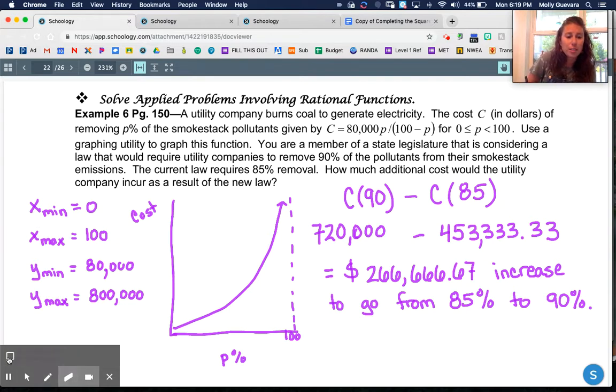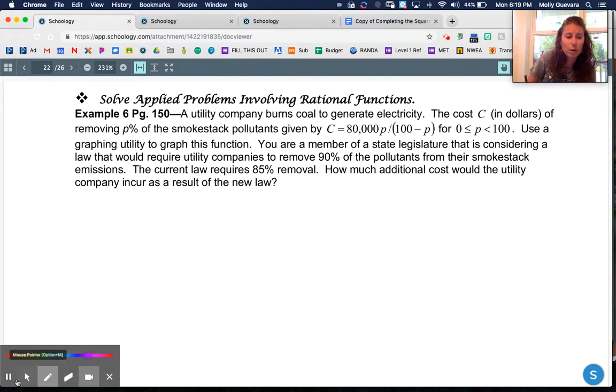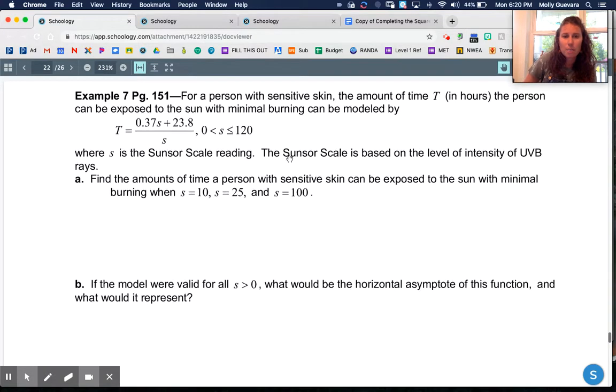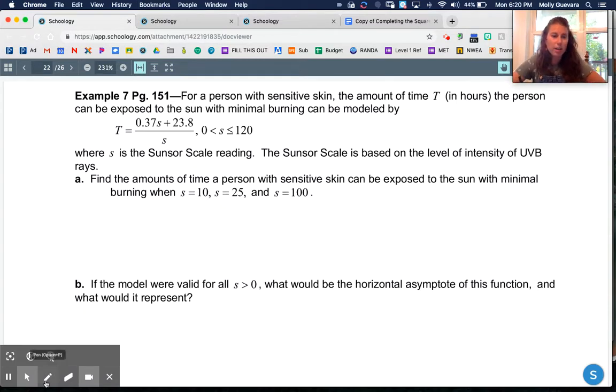Okay, let's look at our last problem. Here we go. Last problem, if anyone is fair-skinned like me, you will relate to this, okay? It says, for a person with sensitive skin, the amount of time, T, in hours, the person can be exposed to the sun with minimal burning is modeled by this equation, right? T equals (0.37S plus 23.8) all over S, where S is between 0 and 120.